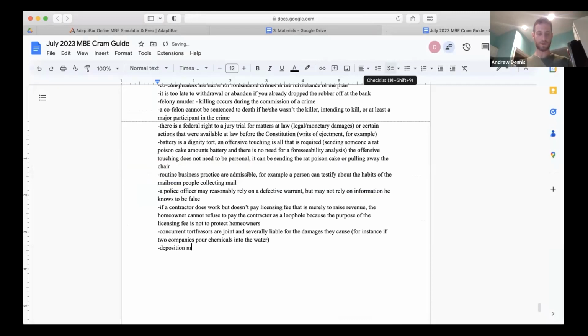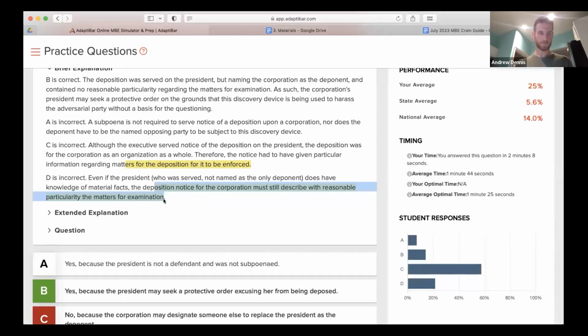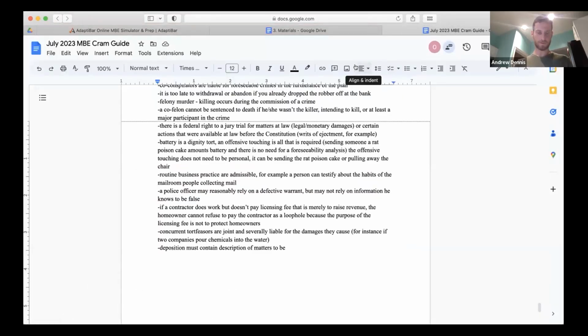Deposition must contain description of matters to be, what did they say? Matters of examination. So this is a very narrow thing, and I don't love narrow questions because they don't really apply that much, but let's just keep this in a narrow bucket. Deposition must contain description of matters of examination.